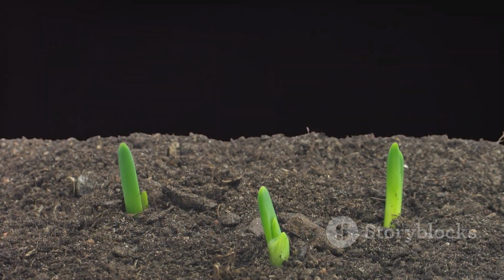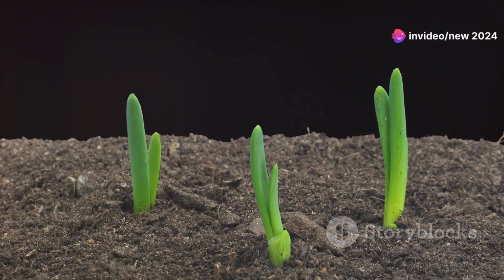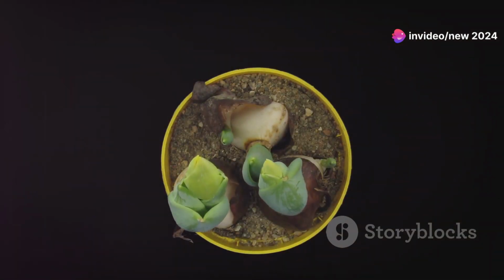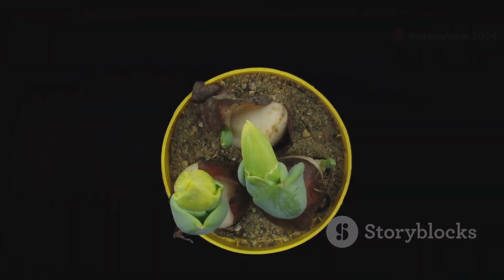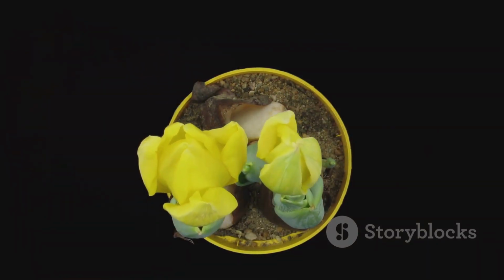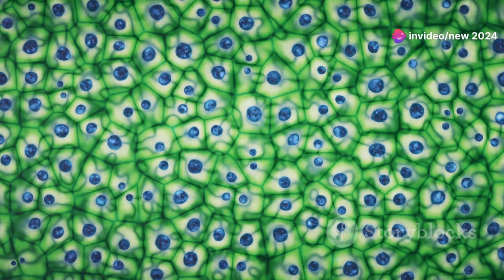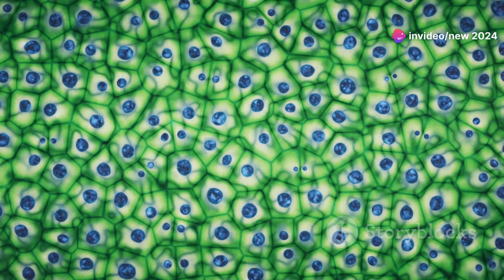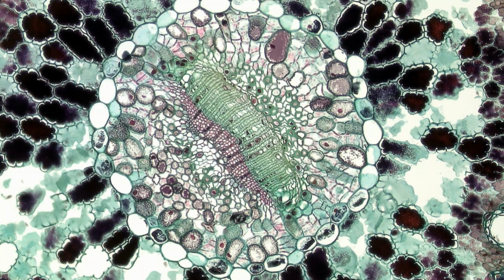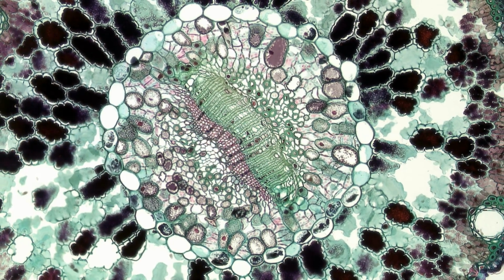From a tiny seed, nestled in the fertile embrace of the earth, a seedling emerges, pushing its way towards the sunlight. This remarkable transformation, this unfolding of life from a humble beginning, is known as growth, a fundamental characteristic of all living things. Growth is more than just an increase in size. It is a complex process of development and maturation, a testament to the incredible ability of living organisms to convert energy and raw materials into new cells and tissues.